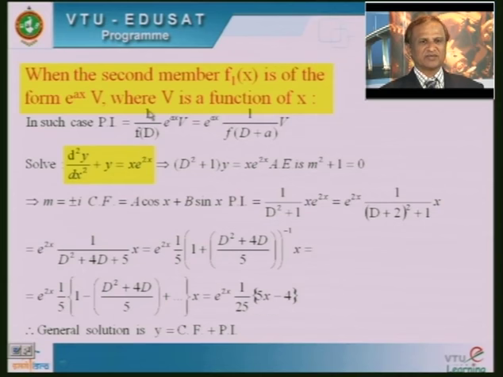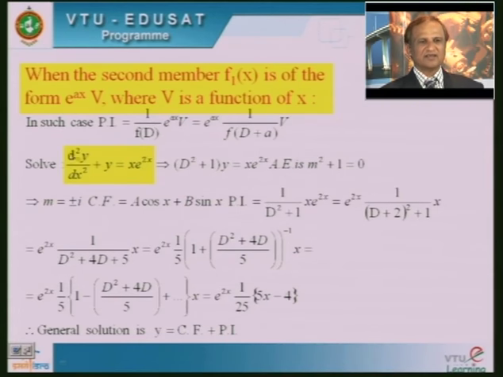In the usual form, we can write 1 upon f of D, e raised to ax into v. It can be written as e raised to ax into 1 divided by f of D plus a, into v. It means that in f of D, wherever D is there, I have to replace D by D plus a. A is the coefficient of x. Is it clear? They will give it in this form. So now I want to identify f of D, replace D by D plus a, into v.